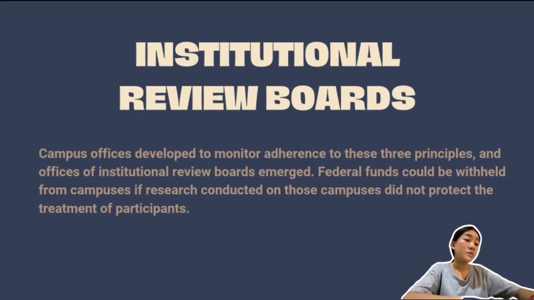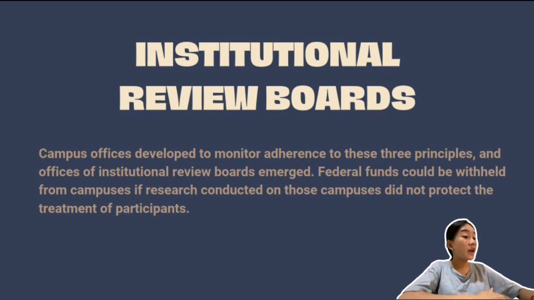For example, before a scientist or researchers can do a study on people, they have to get approval from an IRB, or the institutional review board. So the IRB checks if the study is fair, safe, and respects people's rights.